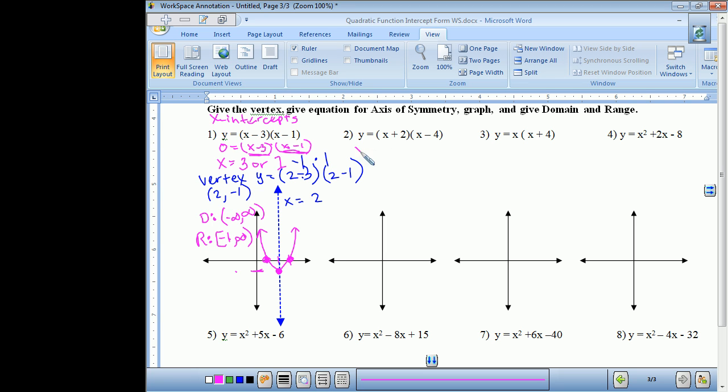Okay, on this one, we want our x-intercepts. So what would make this factor equal 0? -2. What makes this factor equal 0? +4. Okay. So we have an x-intercept at -2. We have an x-intercept at +4.